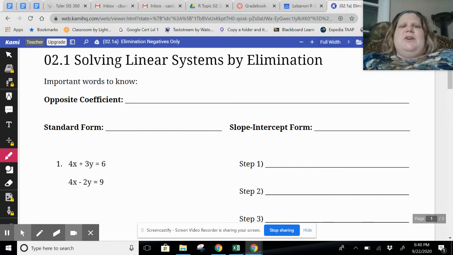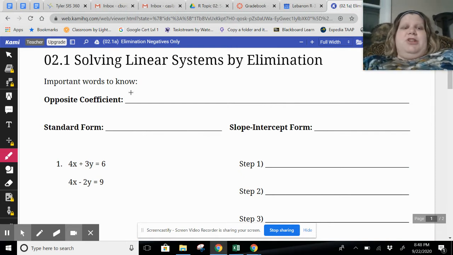Hey guys, we're going to talk about solving linear systems by elimination. Okay, so first, some words we need to know. Opposite coefficient. First, coefficient means the number in front of x. And opposite means they have different signs, so one positive, one negative.